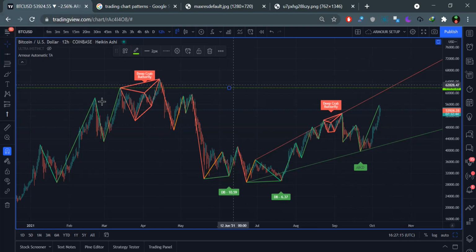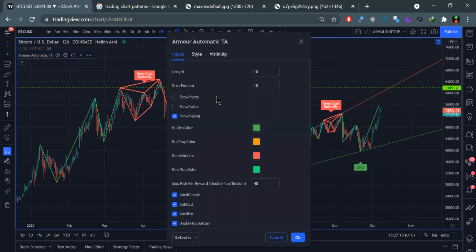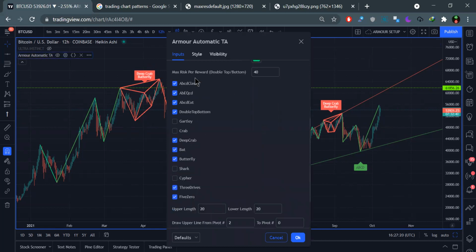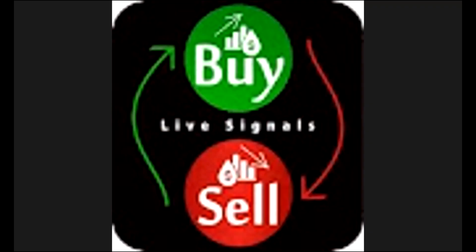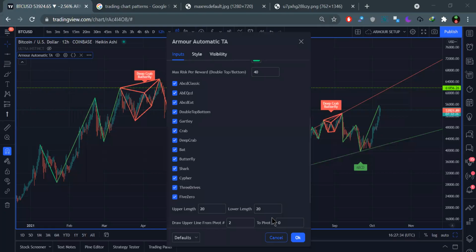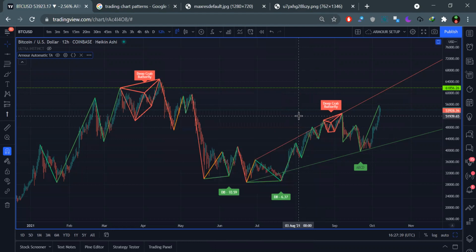Okay, let's move on to some technical stuff inside this. So here are some Gartley, crab, deep crab, bat, per price, chart, cipher. Just click OK. You will see all. Oh my God, my screen just disappeared. I lost your screen. Okay. There you go. Yes, now as you can see, you will see more patterns down there.